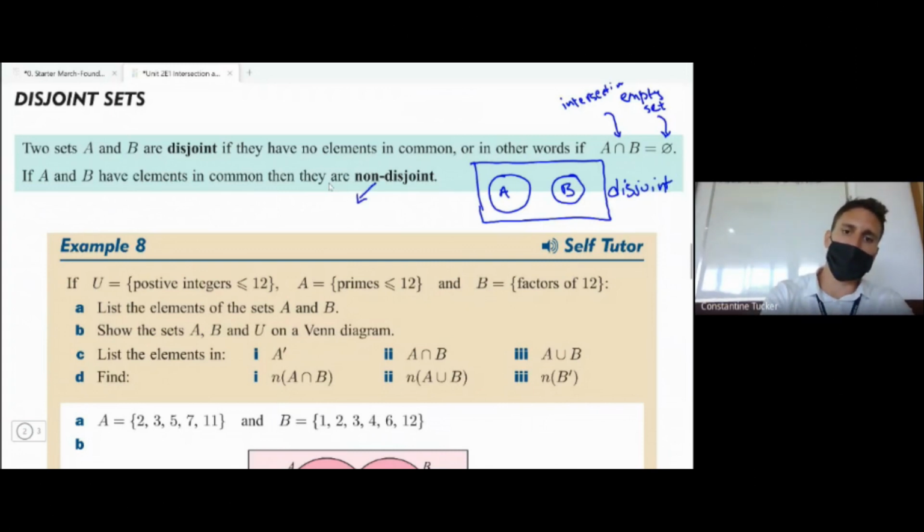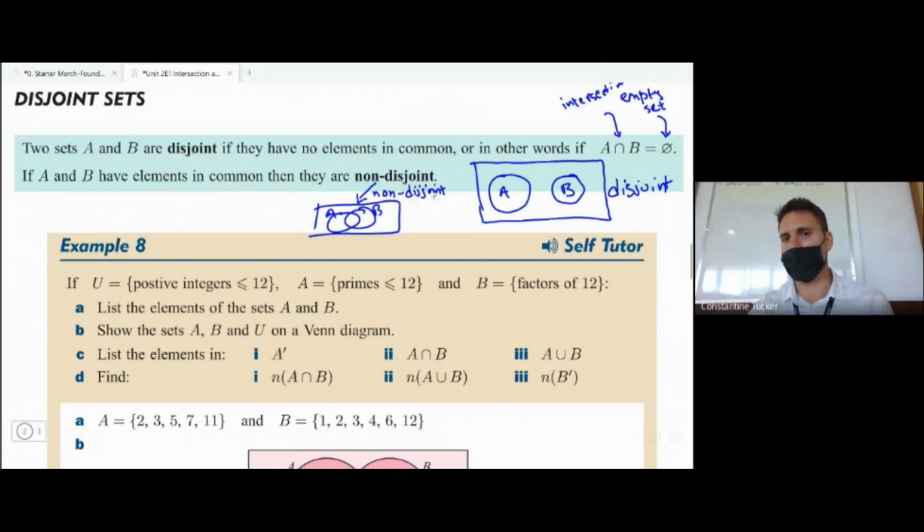But if they are non-disjoint, they will actually have an intersection, so they will cross each other like this, A and B. So here, this would be non-disjoint, which is a double negative in a way, but anyway, don't worry about it. Non-disjoint. Yes.